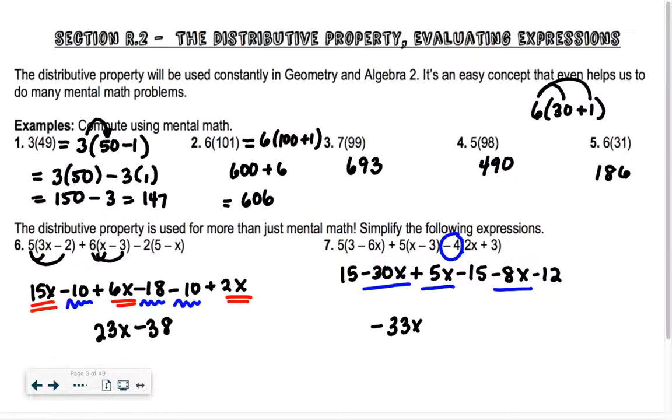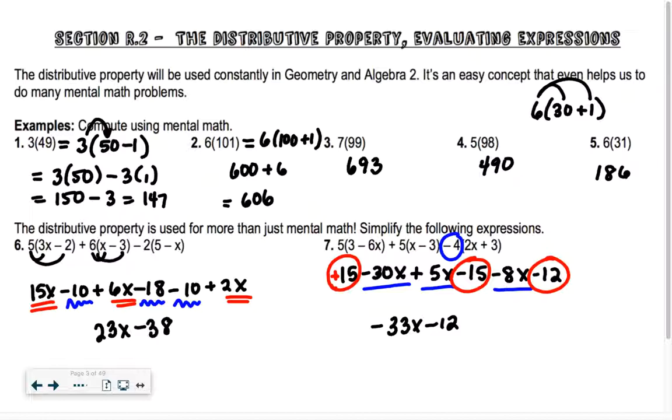And then the next one, be careful. A lot of students are dyslexic, so if you have trouble with being dyslexic, maybe circle the numbers and circle the sign in front of the number. In front, not behind. It's like 15, the sign that's in front of it is a plus. This next 15 has a minus, and then minus 12. So I'm going to have positive 15 minus 15 is 0, and then minus 12 becomes minus 12. So negative 33x minus 12.